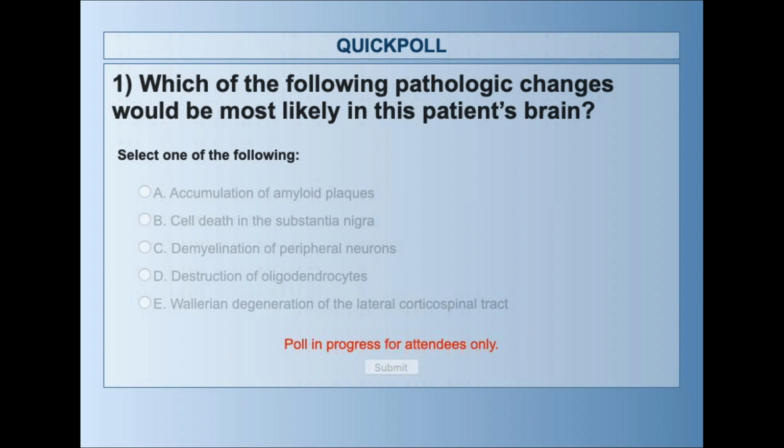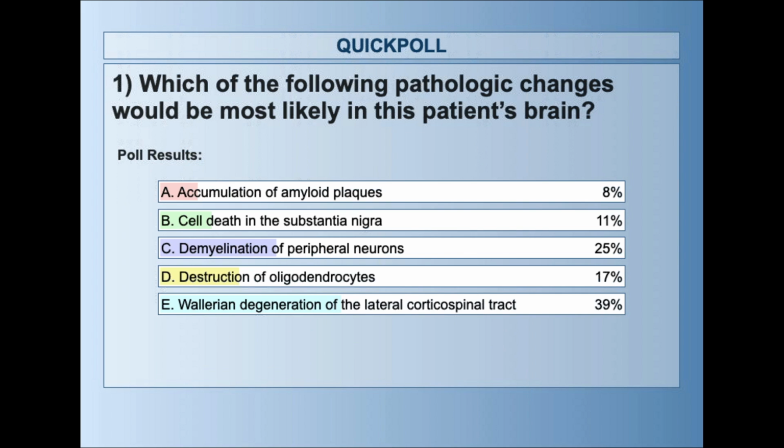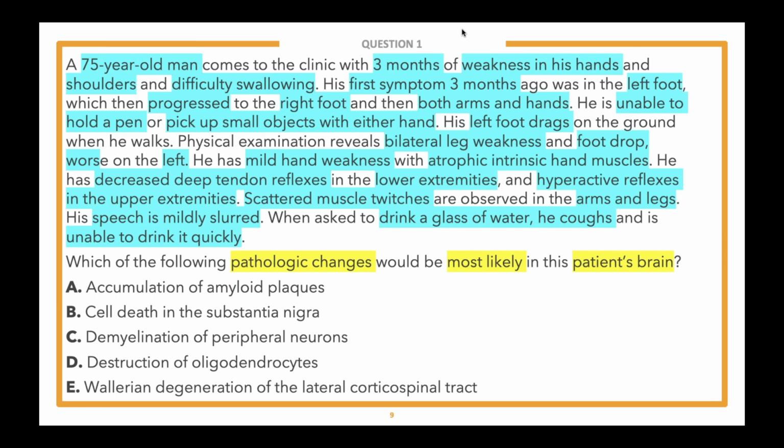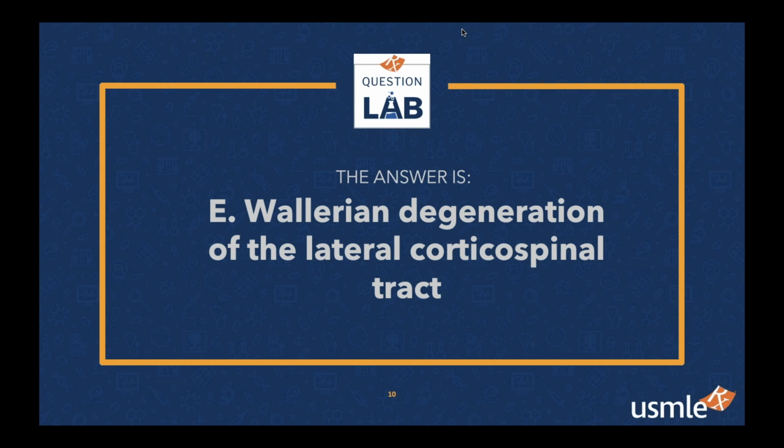All right, let's take a look and see what you selected. Looks like 39% of you selected Wallerian degeneration of the lateral corticospinal tract, and in second place was demyelination of peripheral neurons. So let's take a look and see what the correct answer is, and the correct answer is indeed E, and 39% of you got it right. So great job to those of you who got it right. If you didn't, don't worry, we're all here to learn together. And even if you did get it right, let's make sure you got it right for the right reasons. And Boris is going to explain it to us now.